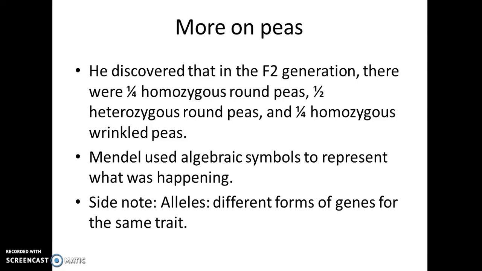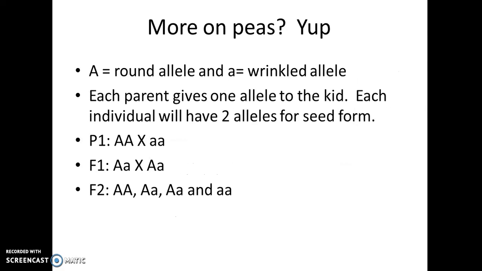Now you need to know another definition, which is alleles. That does not say allele. It says alleles. Now they are different forms of genes for the same trait. So we're going to use two alleles to describe the shape of peas. Big A will be the round allele and little a will be the wrinkled allele. They code for the same trait, but they're different forms of genes. So they are each alleles. So each parent will give one allele to the kid. So each individual will have two alleles for the seed form.